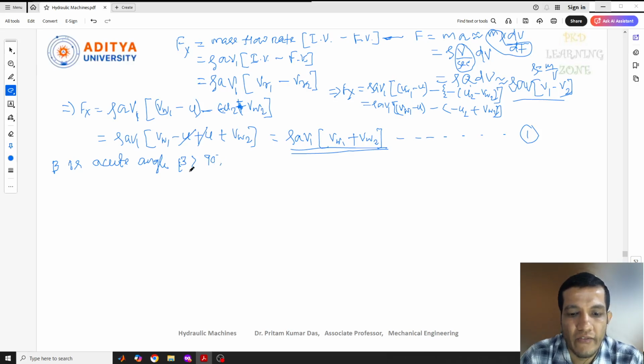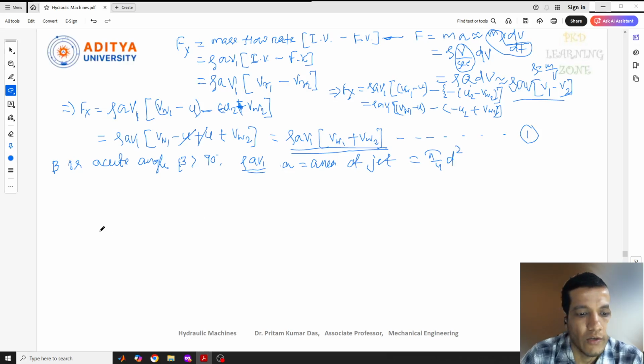So in this case, the mass of fluid that strikes the vane will be rho A V1, as I told you, rho A V1, not the relative velocity VR1. And here A is the area of the jet, and we know how to calculate this, that is pi by 4 d square.